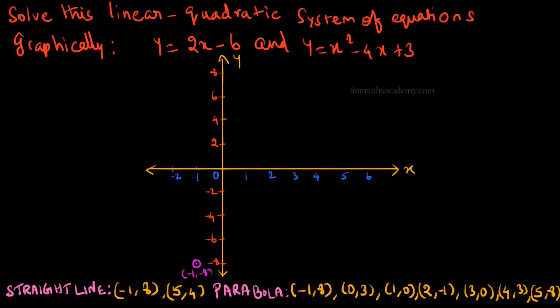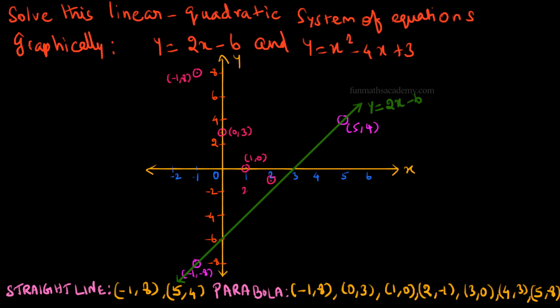Plot minus 1, 8 and 5, 4. Then join them by a straight line. This will be the line representing the linear equation y is equal to 2x minus 6. In the same way, plot minus 1, 8, 0, 3, 1, 0, 2, minus 1, 3, 0, 4, 3 and 5, 8. On connecting these points one after the other, we get a parabola.